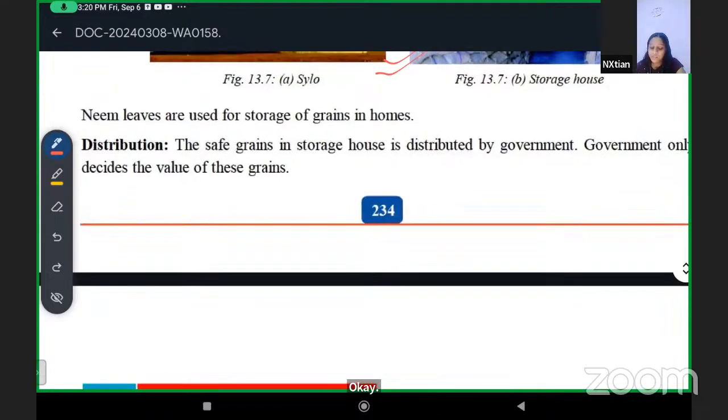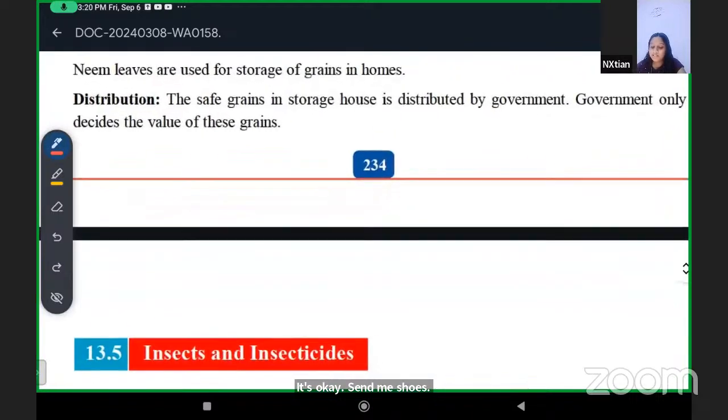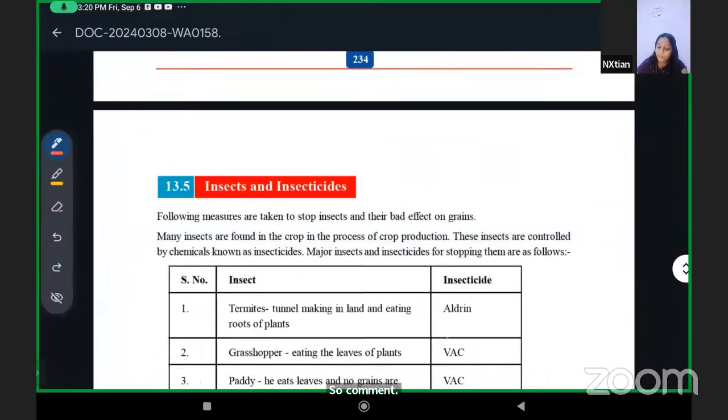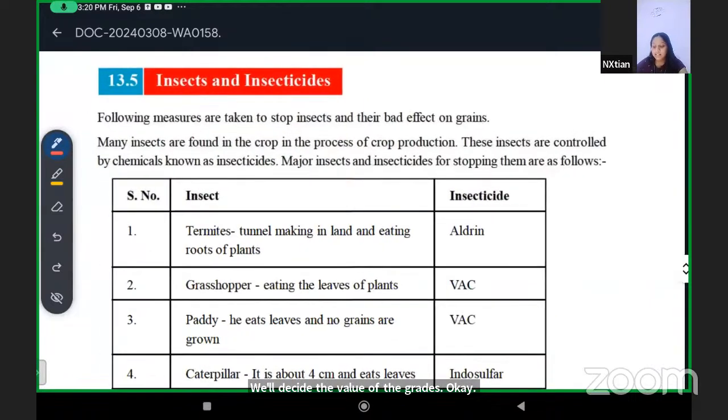Government decides the value of these grains. Now, insects and insecticides. We talked about fertilizers. We talked about pesticides. Now we have insecticides. The following measures are taken to stop insects and their bad effect on grains.